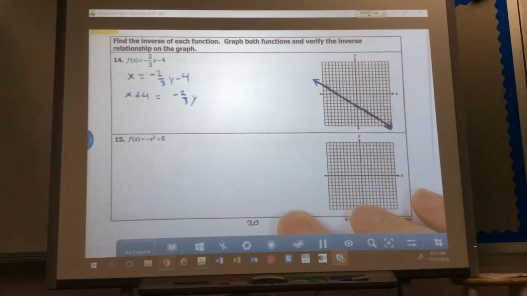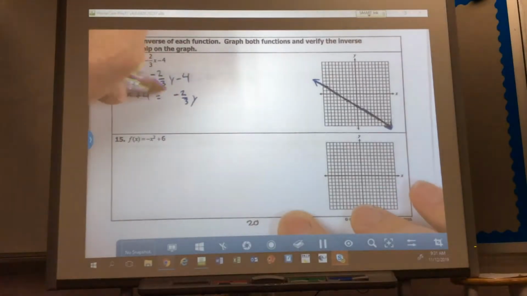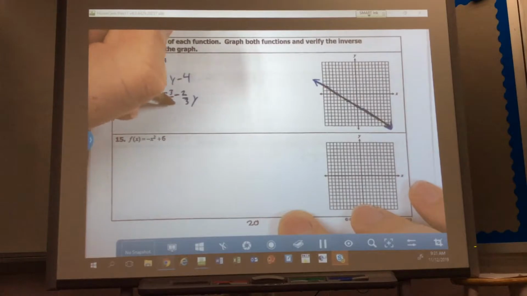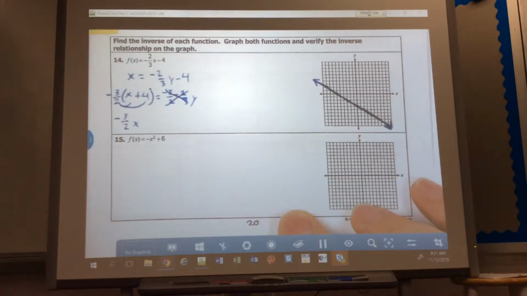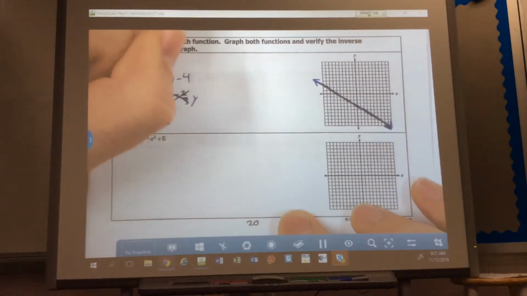y. And what you need to do to get rid of your fractions is multiply by its reciprocal. So -3/2 is what you multiply here. It cancels. What you do to one side, you do to the entire other side. So we're going to multiply by a -3/2 and use distributive property. That's going to give me -3/2x minus 4 times 3 is 12/2. That's going to give me 6. And that is equal to y.